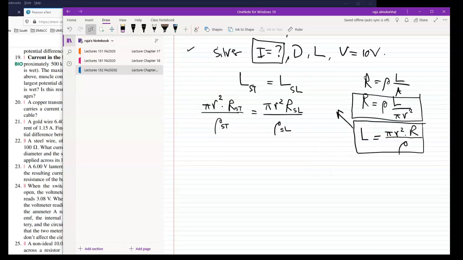Now, since they have the same diameter, or the same radius, this R and this R are the same, and pi is the same, so they can just cancel out happily like that. You agree with me on that? So I'm left with R steel over rho steel, which I can look up in the table, equal to R silver over rho silver. Again, I can look it up in the table.